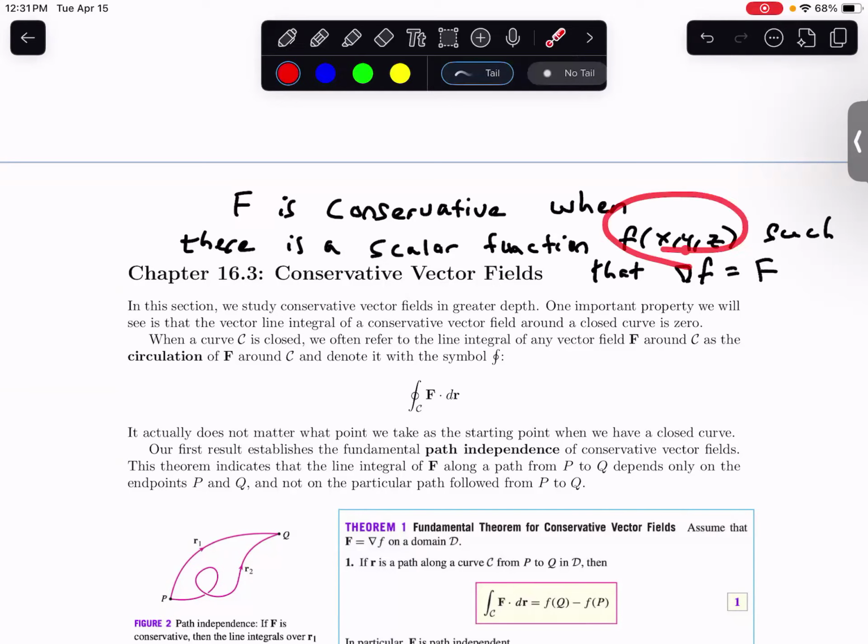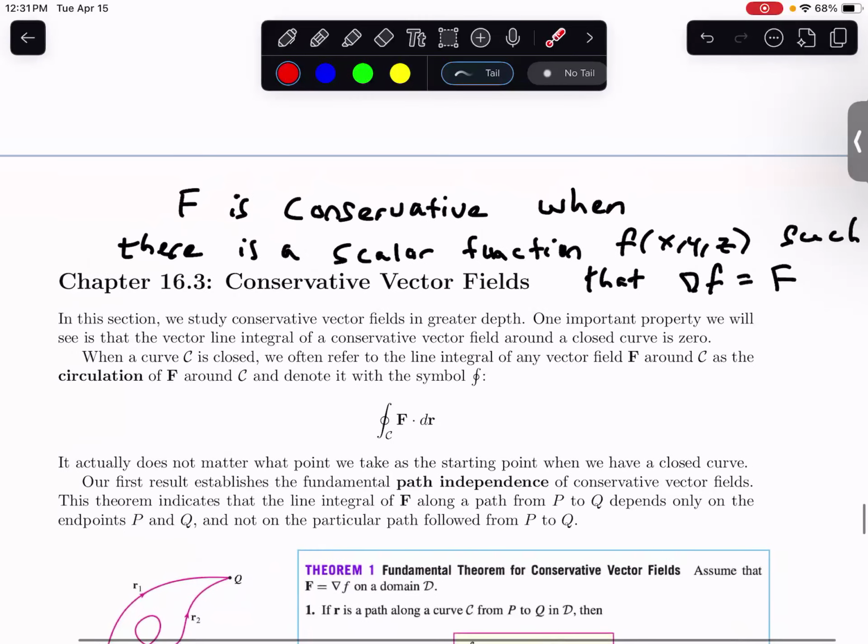So we take the scalar function. If we take the gradient of f, that gives us a vector. And if that vector ends up being equal to the vector field, that means the vector field is conservative. And so the important interpretation of what it means to be a conservative vector field is that this little f is an antiderivative of big F, right? This is how we were thinking about things.